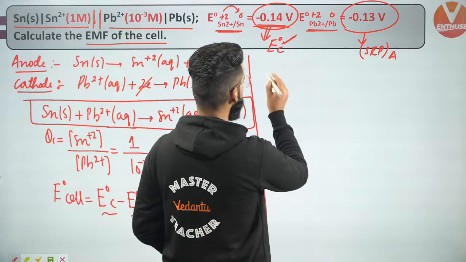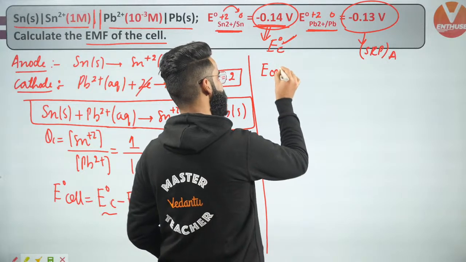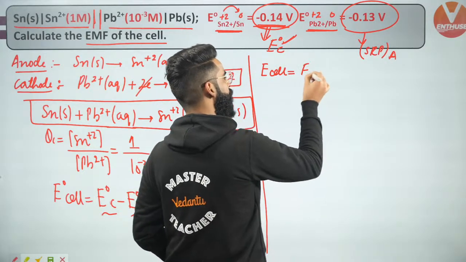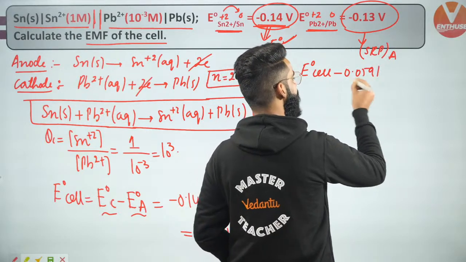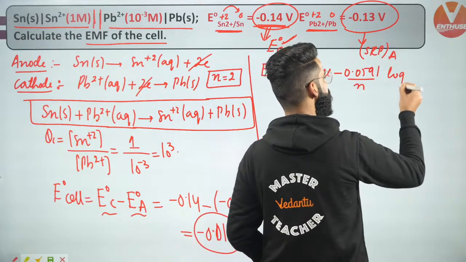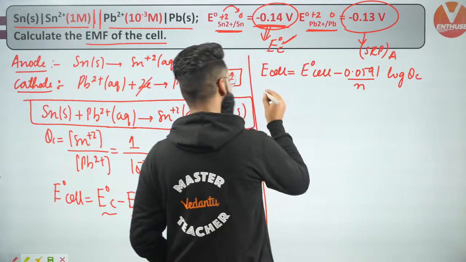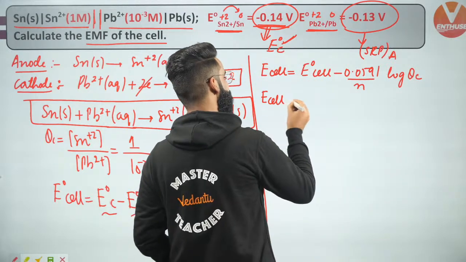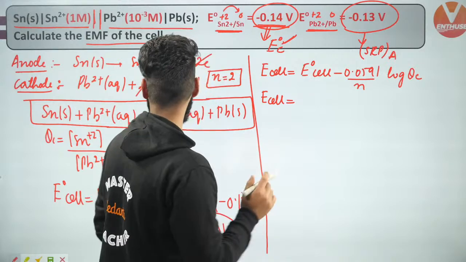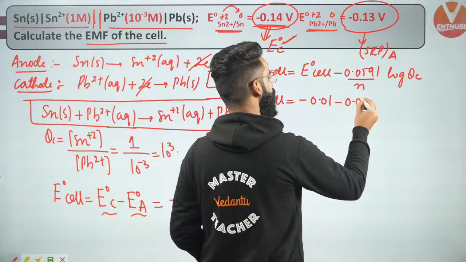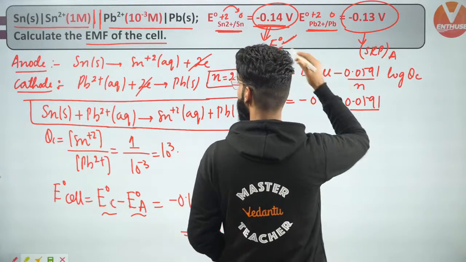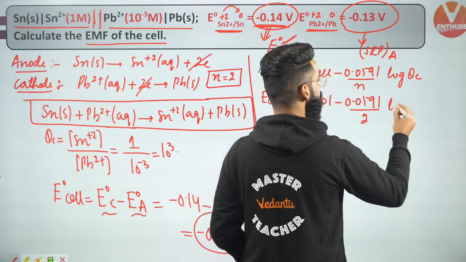Now, I'm going to use the Nernst equation. EMF of the cell is equal to E naught cell, the standard EMF of the cell, minus 0.0591 divided by n, log of Qc, yeah? So guys, I can calculate the EMF of the cell from here. It's going to be E cell equal to minus 0.01 minus 0.0591 divided by n, which we have already got, that is 2, log of Qc.